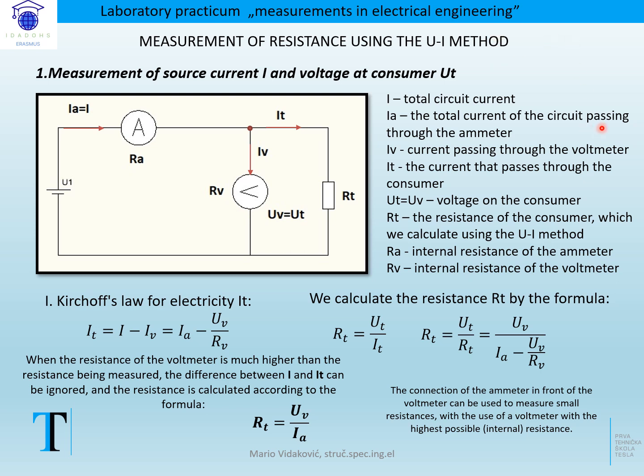Now, measurement of the resistance using the UA method. This is important because we want to see how we must put the instruments in the circuit. It's very important which resistance we are going to measure, a big resistance or a smaller resistance, to have a smaller error.